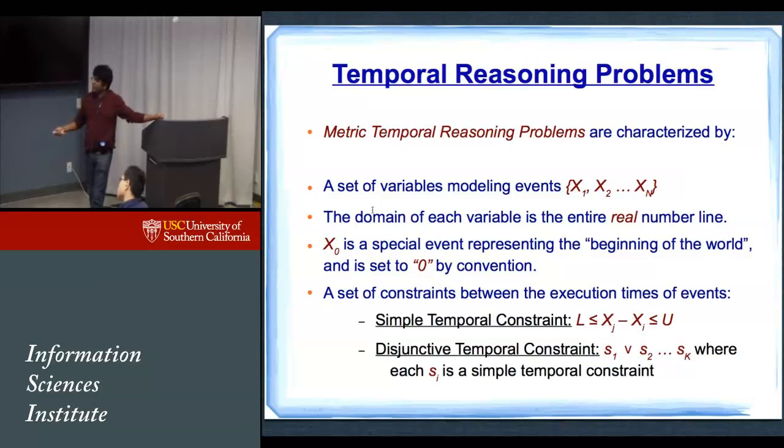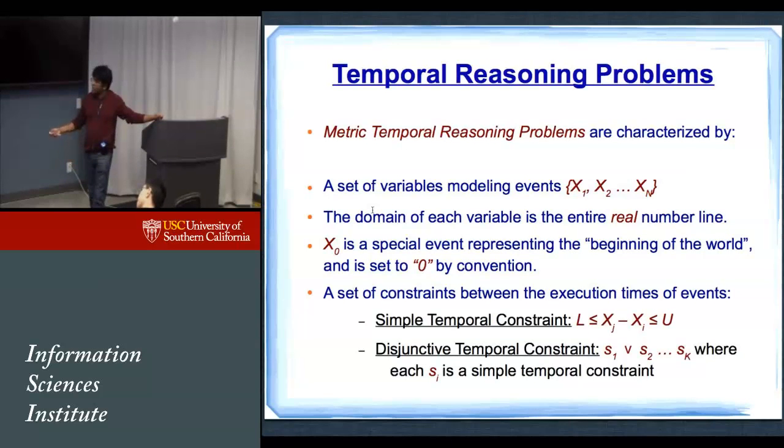And there are constraints on these events which essentially speak about the relative execution times of two events, right? So xj minus xi between some bounds L and U means that the execution time of xj should be between L and U seconds after the execution time of xi. All right? So that's called a simple temporal constraint.